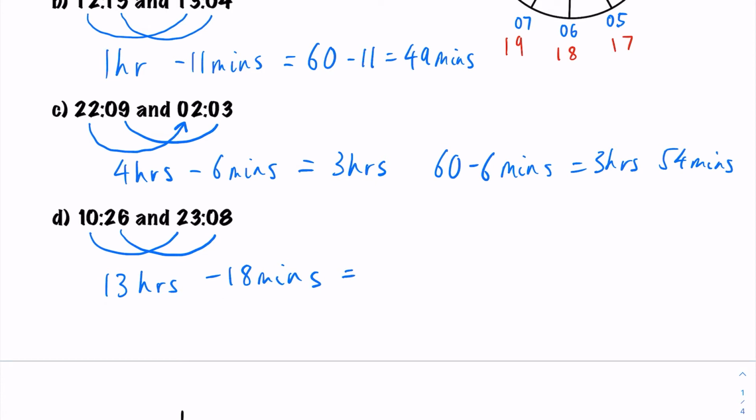So we'd say we have 12 hours and 60 take away 18 minutes, which would be 12 hours and 60 take away 18 is 42 minutes. So the time difference between 10:26 and 23:08 is 12 hours and 42 minutes.